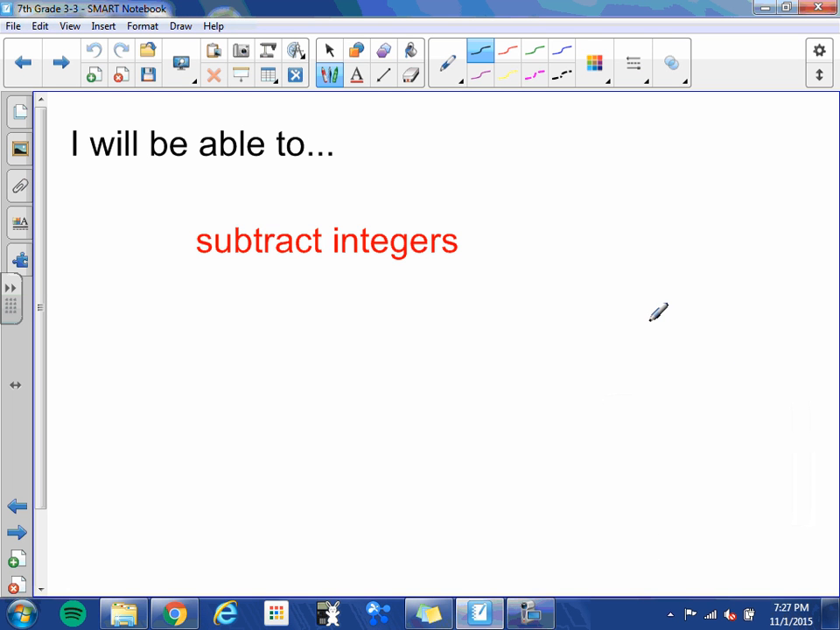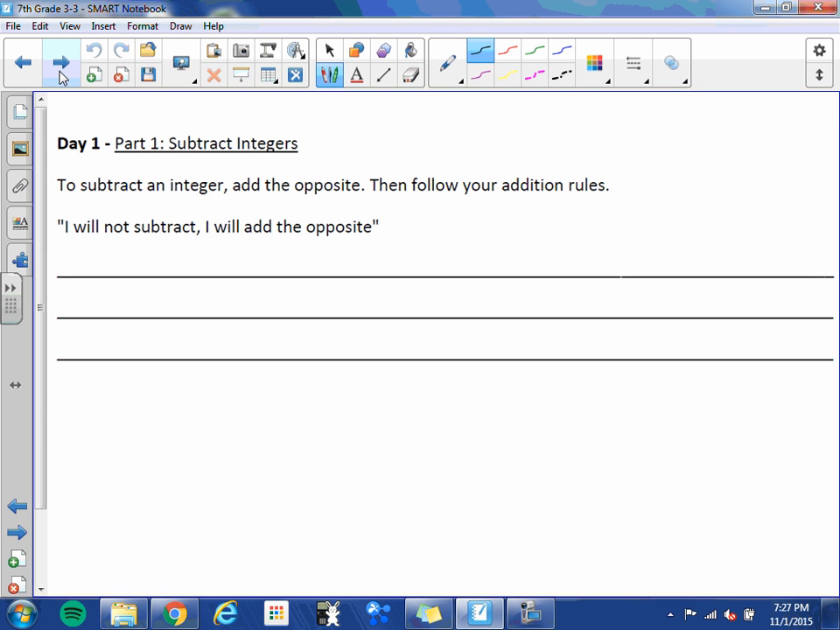Chapter 3, Lesson 3, Subtract Integers. Today you will be able to subtract integers. To subtract an integer, add the opposite, and then follow your addition rules. I will not subtract. I will add the opposite.